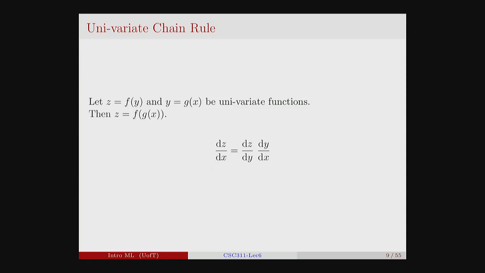So to take dz by dx, which is how z changes as a function of input x, we need to first evaluate the gradient of z with respect to y, the gradient with respect to the intermediate computation, and then multiply that by the gradient of y with respect to x. So this is just Calculus 101. I've said nothing interesting other than the chain rule here.